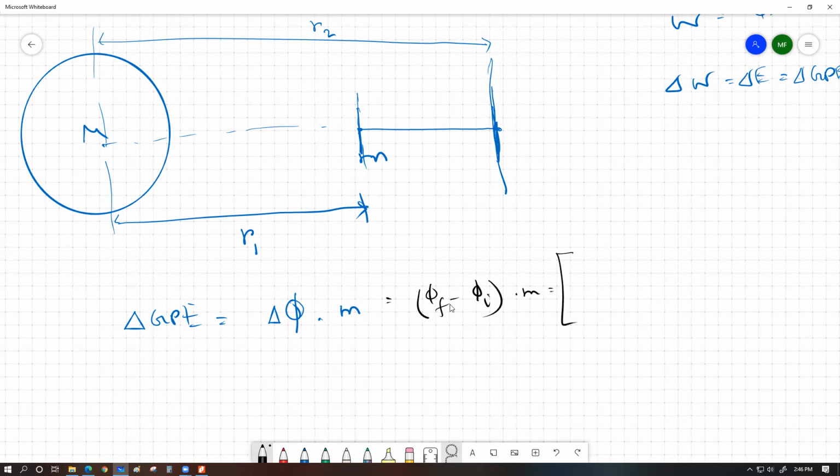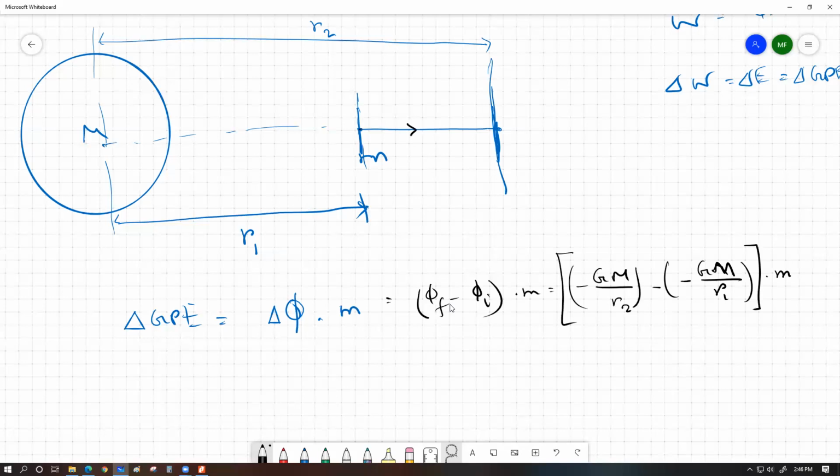So here, the formula for the final potential will be minus GM divided by r2, because this is the final distance. We move the object from close to further away. This is the final, minus GM by r1. This is the formula multiplied by small m. Did you understand this?